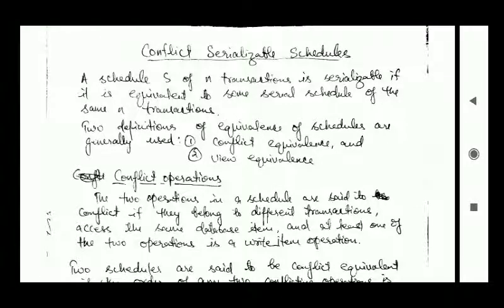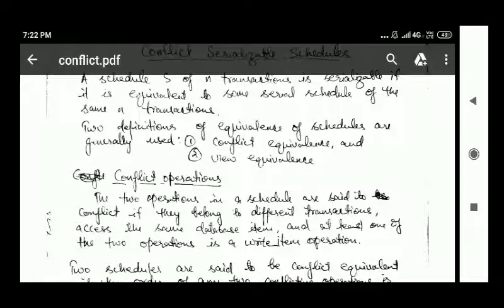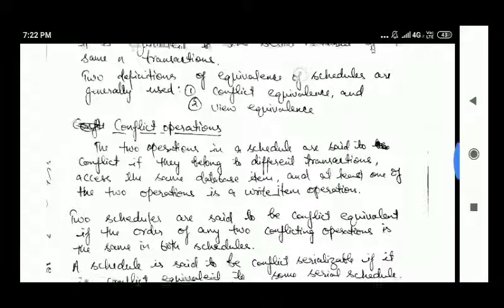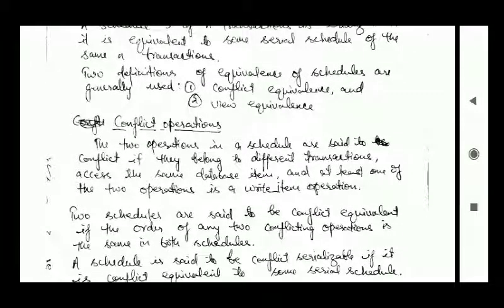A schedule S of n transactions is serializable if it is equivalent to some serial schedule of the same n transactions. Now, how can we say that two schedules are equivalent? There are two definitions of equivalence of schedules which are generally used. One of them is conflict equivalence, another one is view equivalence. So in this tutorial we will study conflict equivalence and conflict serializability.